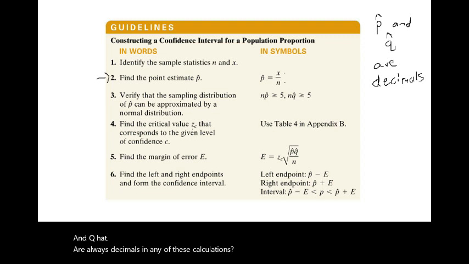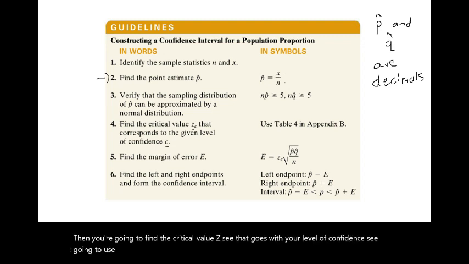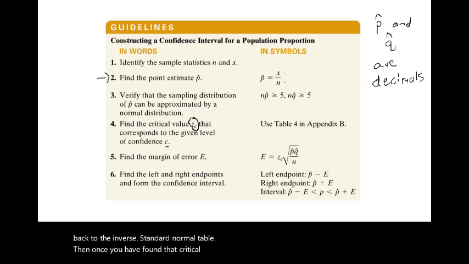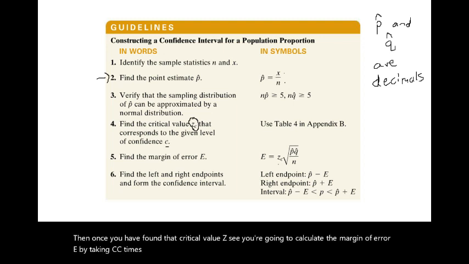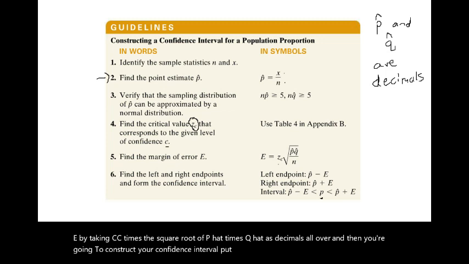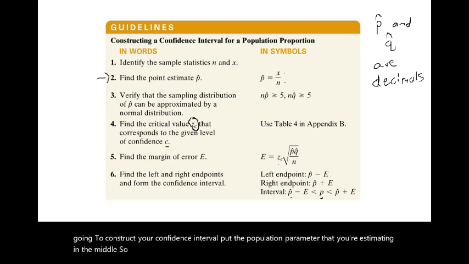Then you're going to find the critical value zc that goes with your level of confidence c. You're going to use your inverse standard normal tables. Since it's a z-score, you're going back to the inverse standard normal table. Then once you have found that critical value zc, you're going to calculate the margin of error e by taking zc times the square root of p hat times q hat as decimals all over n. Then you're going to construct your confidence interval, put the population parameter that you're estimating in the middle, so p. Then the left endpoint is going to be your point estimate p hat minus e. Then your right endpoint is going to be p hat plus e.